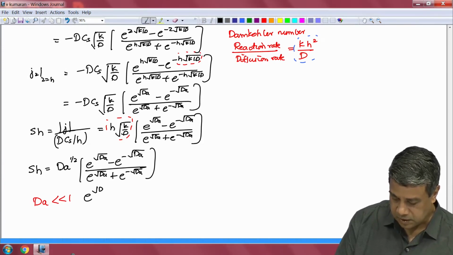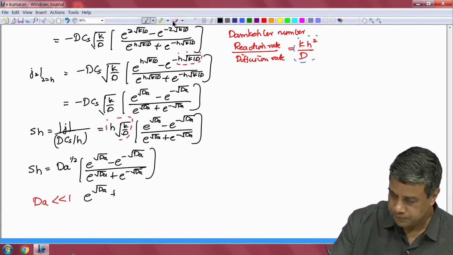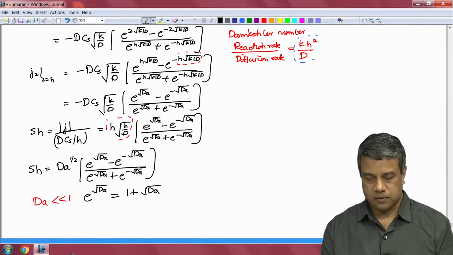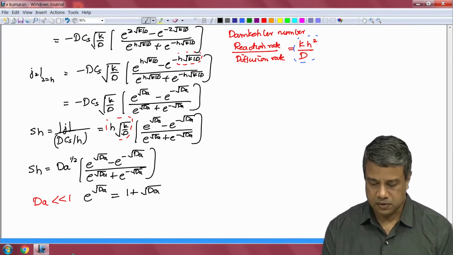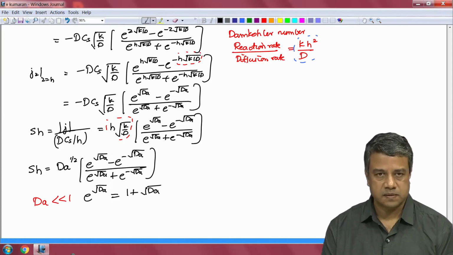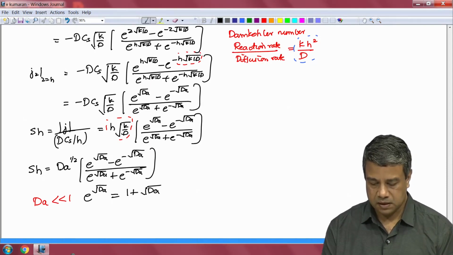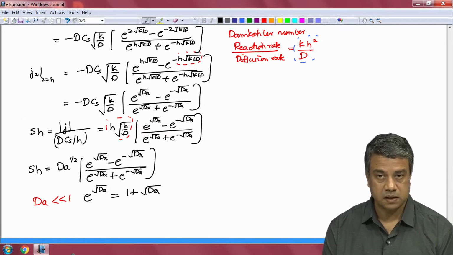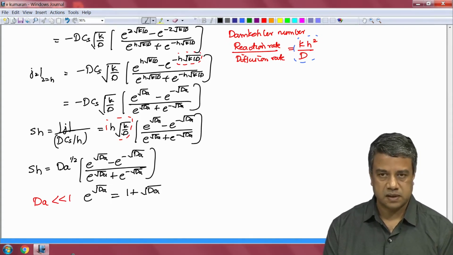If it is small, I can use the approximation that e power root Da is 1 plus root Da, and substitute that into this expression. In the numerator, I will have 1 plus root Da minus 1 minus root Da, so I will get 2 root Da in the numerator. In the denominator I just add it twice, so I will get just a factor of 2.